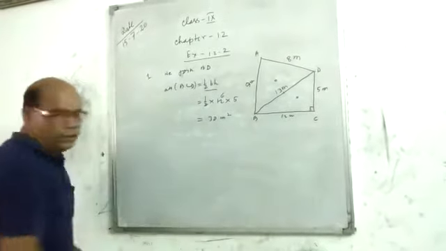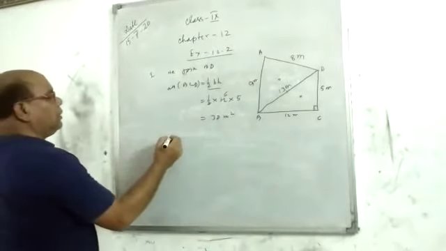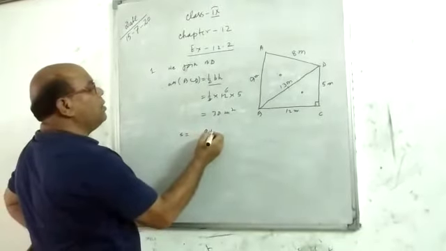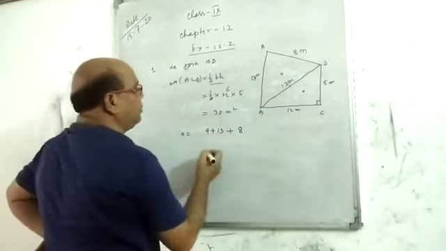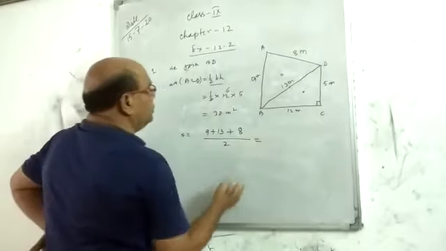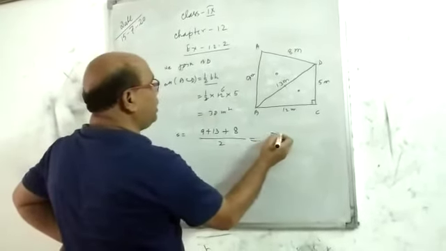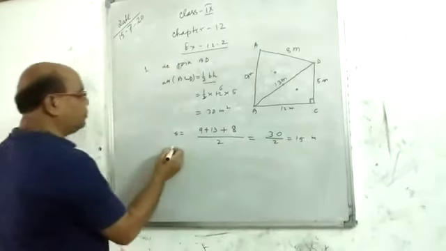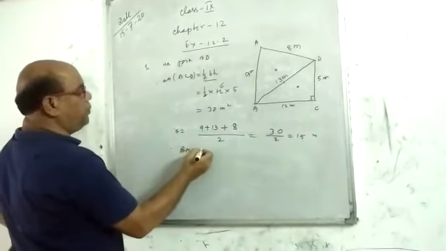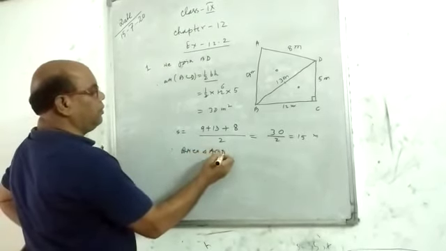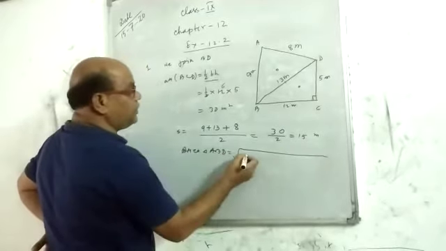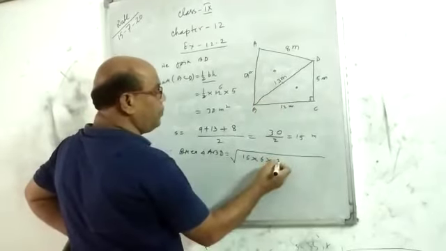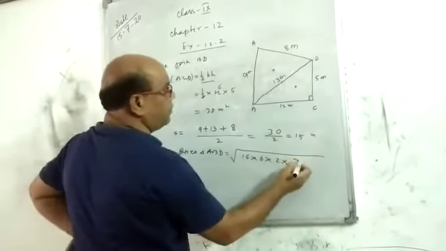So we got BD equal to 13. Now we will find the area of triangle ABD. S equals 9 plus 13 plus 8, divided by 2. So it is 30, and 30 by 2 is equal to 15 meters. So the area of triangle ABD, with S equal to 15: 15 minus 9 is 6, 15 minus 13 is 2, and 15 minus 8 is 7.